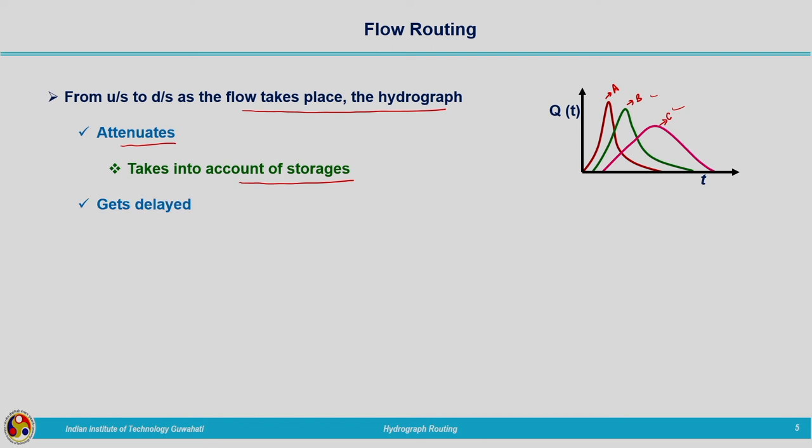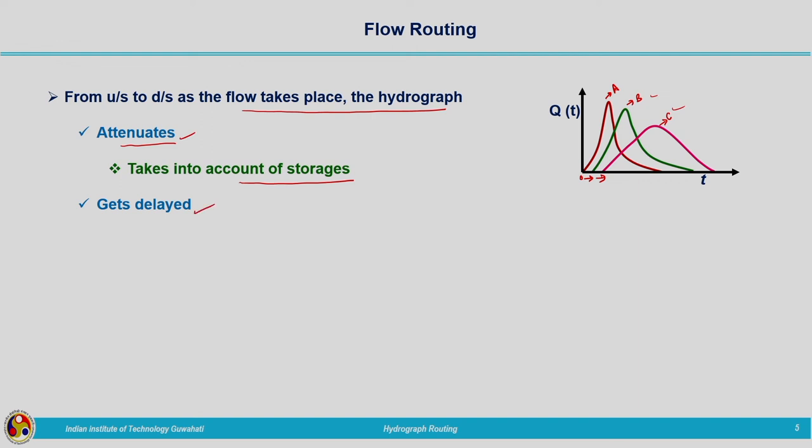And when you observe the graphs, you can see it is getting delayed. As the flood wave moves from upstream to downstream, the hydrograph is getting delayed. Definitely, there will be a lag. After a certain time only, the flood will be reaching the downstream location. So, that way there will be a delay compared to the upstream hydrograph. So, as the flow takes place from the upstream to downstream, two things happen. That is, the hydrograph gets attenuated and also gets delayed.